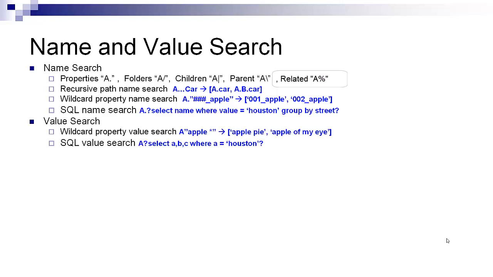And then we can do value search. For wildcard property search, in the first example we used A dot. Here we take the dot out, and now we're searching the content of A, so the values of A. And we can do the same thing with the SQL search.